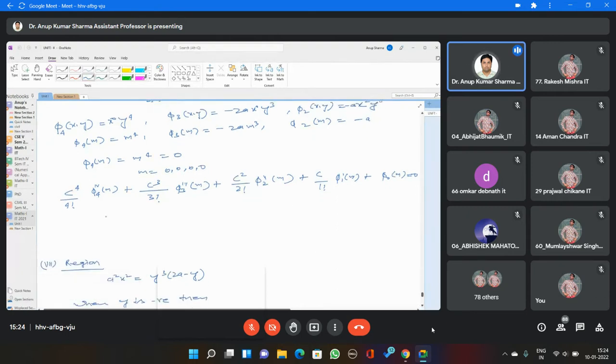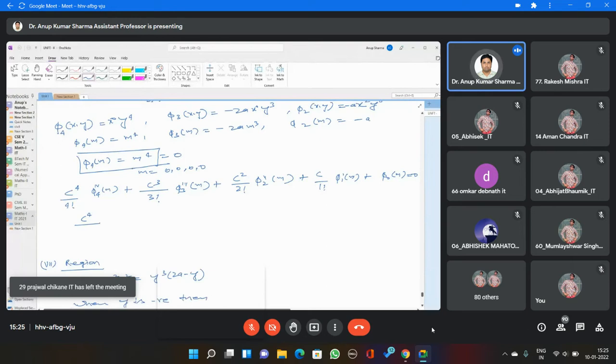Okay, now when you differentiate phi 4 m four times, what does it become? You see, when you differentiate m to the power 4 with respect to m 4 times, what value do you get? Anybody? 24. Four times derivatives. Anybody else?